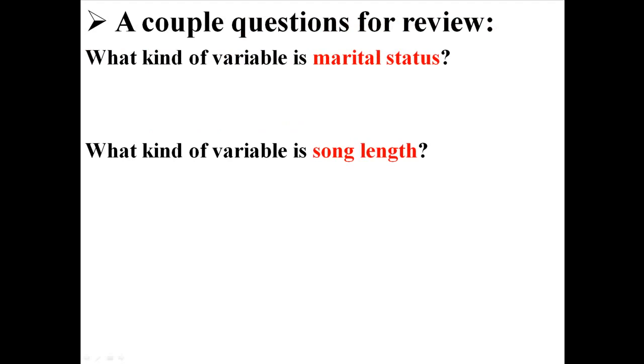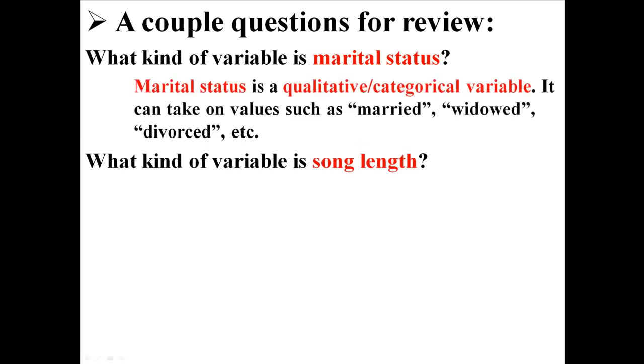So here are a couple questions for review. What kind of a variable is marital status? Now think of the kind of things you could get. You could get single, married, divorced, widowed. That sounds kind of categorical. So that's a qualitative or categorical variable because it can take on values such as married, widowed, and divorced.